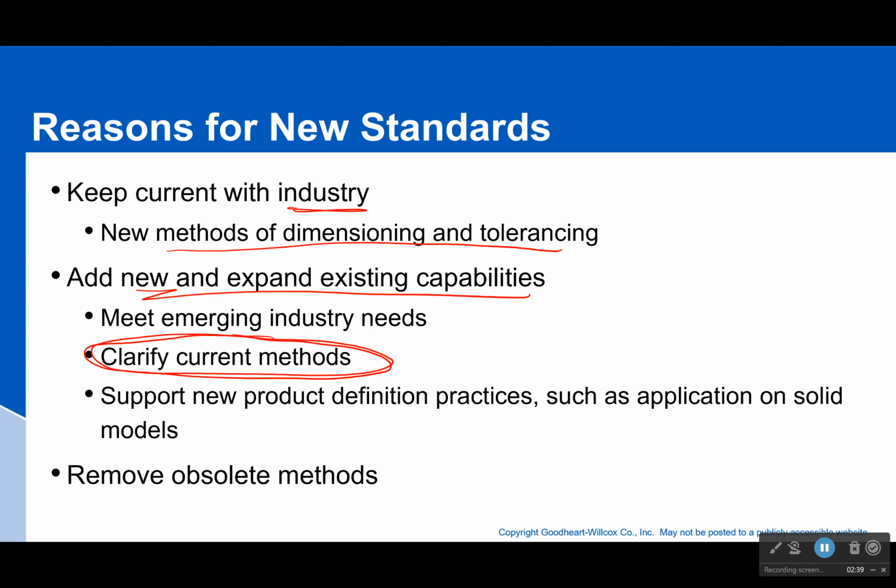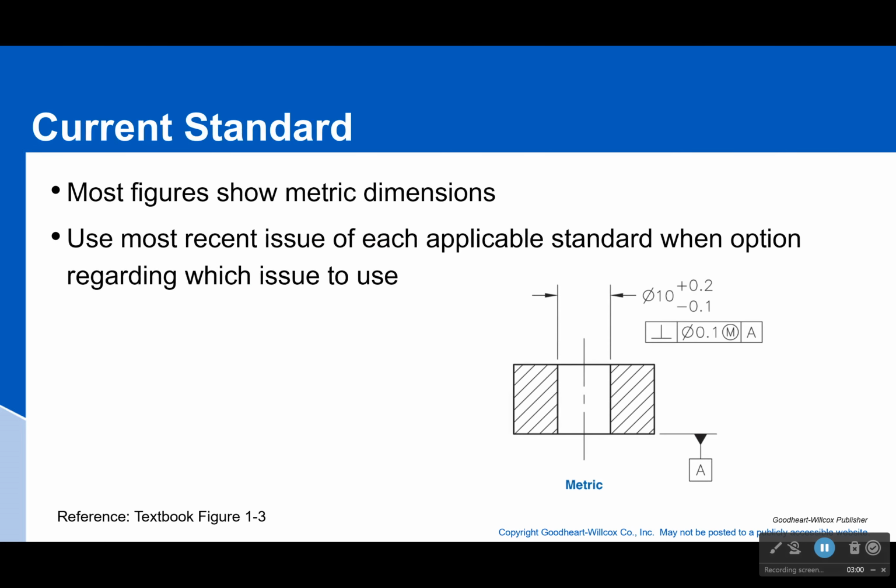And also, as we develop these new techniques like CAD or SolidWorks, we have to make sure that we are allowing for that. We have an application on these solid models. And of course, remove obsolete methods. If people don't do that anymore, if it's just not even practical to do that anymore, then remove it. You don't need to have a standard that's completely bloated.